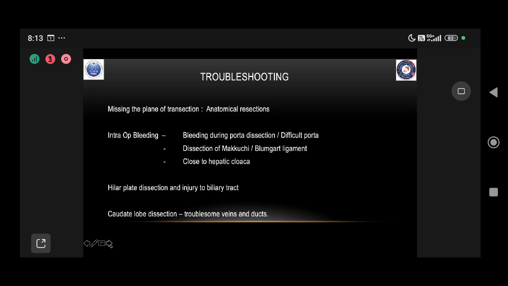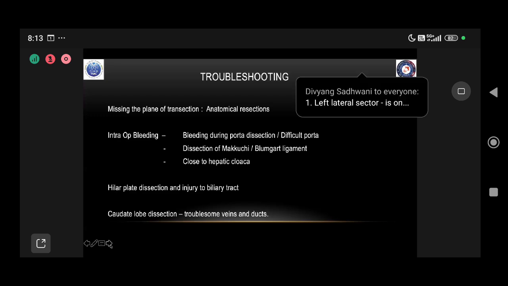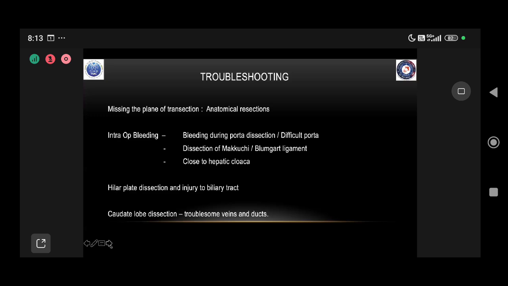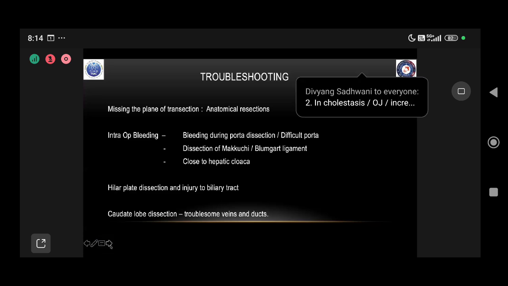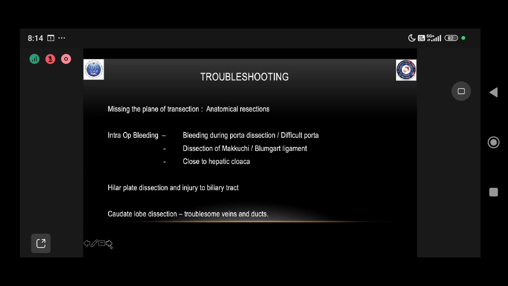Intraoperative bleeding can occur at various steps. Sometimes the porta is difficult, especially if a patient has undergone transarterial embolization procedures, or if you're dealing with a hilar cholangio and there is a drainage procedure done, or if you have bulky nodes at the porta. In dissection of the Makuuchi or the Blumgart ligament, be aware that there will be a lurking vein somewhere over there. So it's always better to ligate that structure rather than control the bleeding.